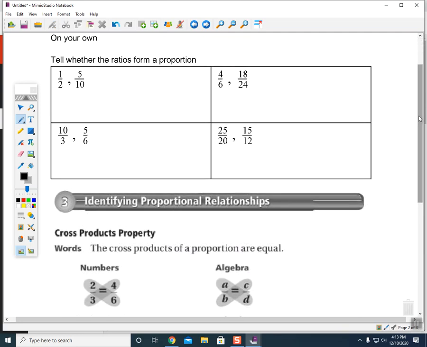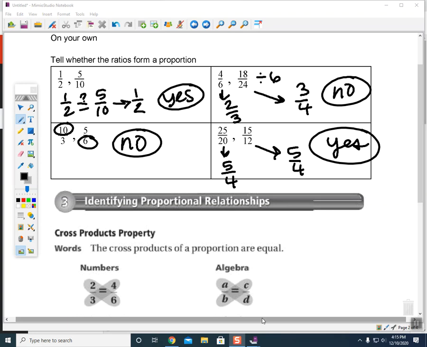Okay, I want you to do a couple on your own then. So go ahead and look at these two ratios, these two fractions, and decide whether or not these two things form a proportion. When you're done, you can come back and check your answers with mine. Okay, so if you looked at these correctly, the first one is a yes. 1/2 is proportionate to 5/10. The second one should have gotten 2/3 and 3/4, which means that it's not proportionate.